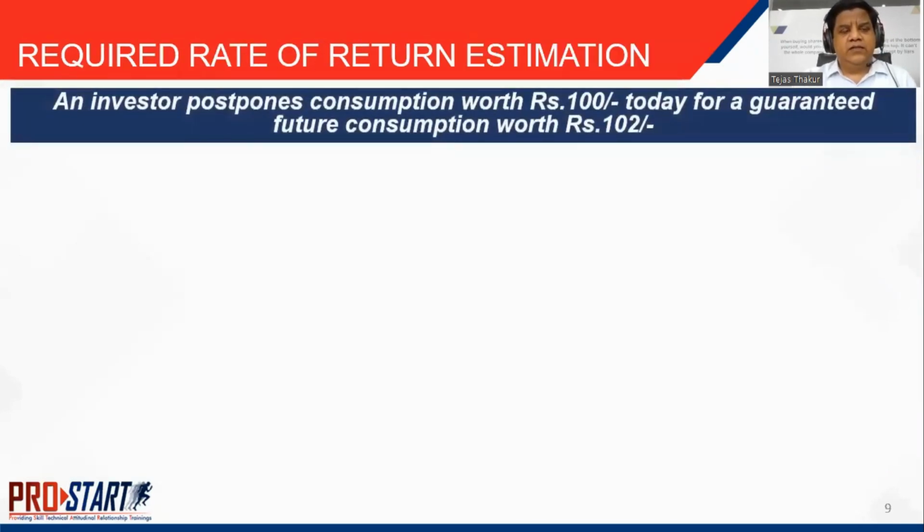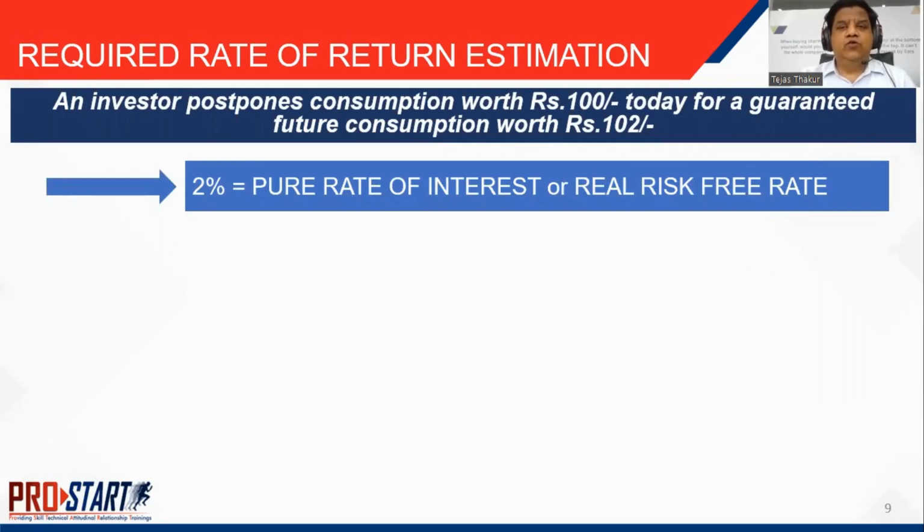Next, let's look at a concept which is known as required rate of return estimation. This is slightly different from the normal way in which we look at things. Now understand here that a person is not consuming today in the view that he will be able to consume more tomorrow. So he postpones his current consumption of 100 rupees for a consumption of 102 rupees in the future. So here this 2%, which is 102 upon 100, is the pure rate of interest or the real risk-free rate.